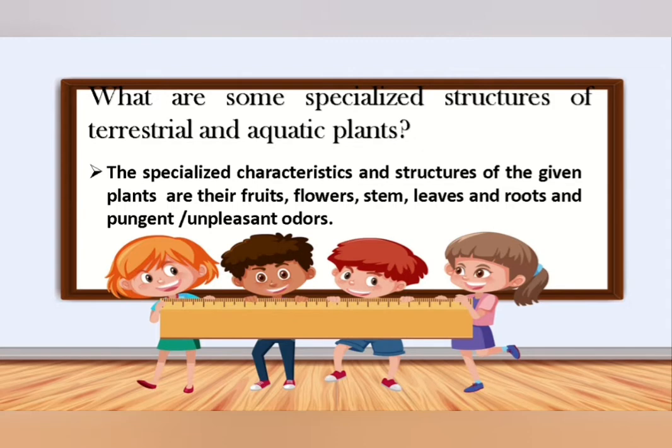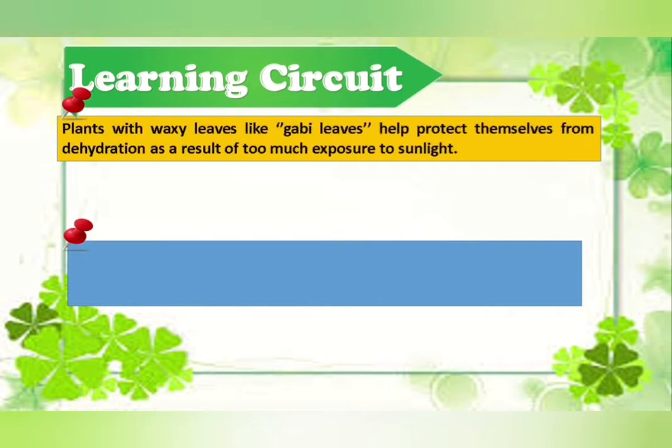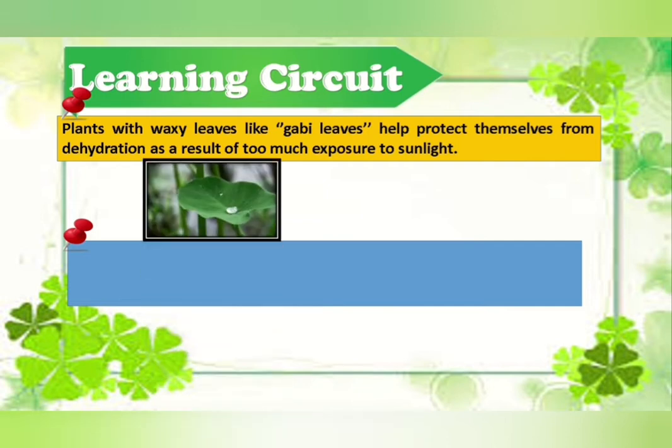So, on the given plants, we have the fruits, the flowers, the stem, the leaves, and roots, and pungent or unpleasant odors. Plants with waxy leaves like gabi leaves help protect themselves from dehydration as a result of too much exposure to sunlight. Okay, so that is a gabi leaf. So that leaf protects the plants from dehydration. That is because of too much exposure to sunlight.